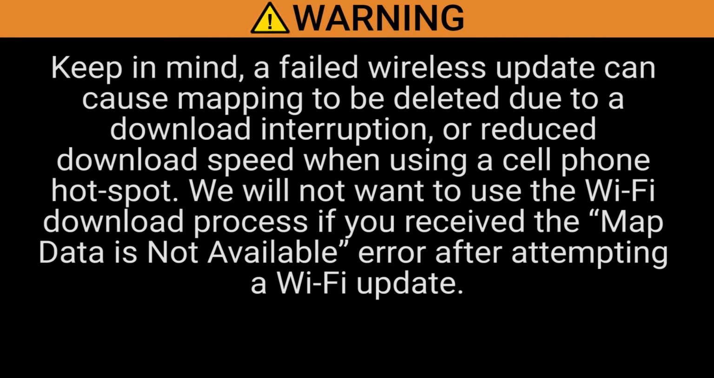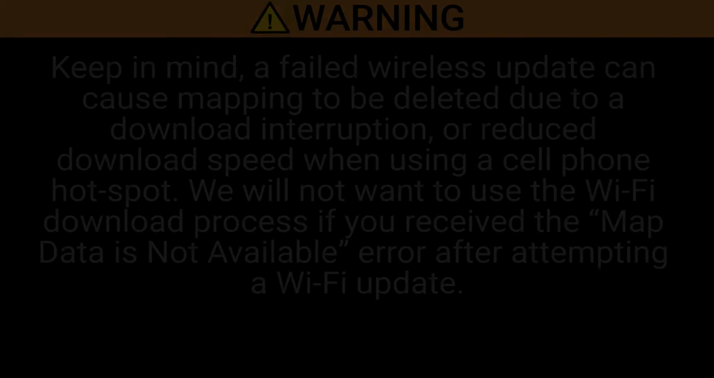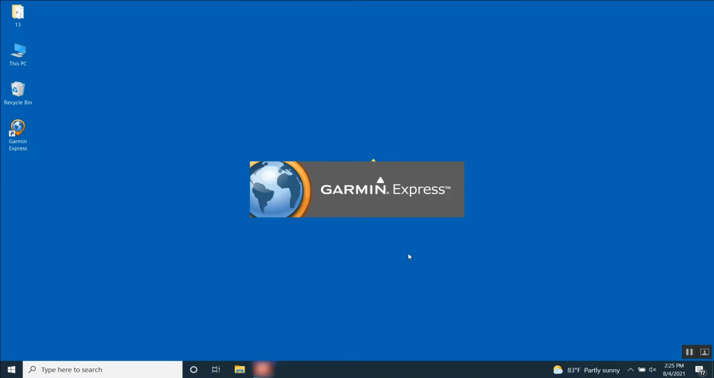Keep in mind, a failed wireless update can cause mapping to be deleted due to a download interruption or reduced download speed when using a cell phone hotspot. We will not want to use the Wi-Fi download process if you receive the "Map data is not available" error after attempting a Wi-Fi update. If this is the case, we will need to reinstall the maps.